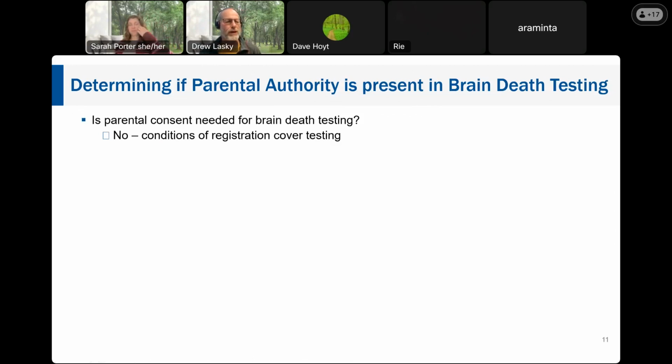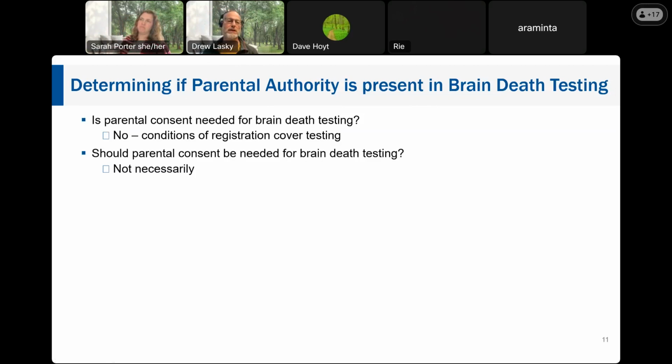So what we know is that one doesn't have to have consent, right? The conditions of registration cover the testing. So we know that you don't have to have it, but does that mean you shouldn't get it? So should parental consent be needed for brain death testing? And we really feel the answer is not necessarily.